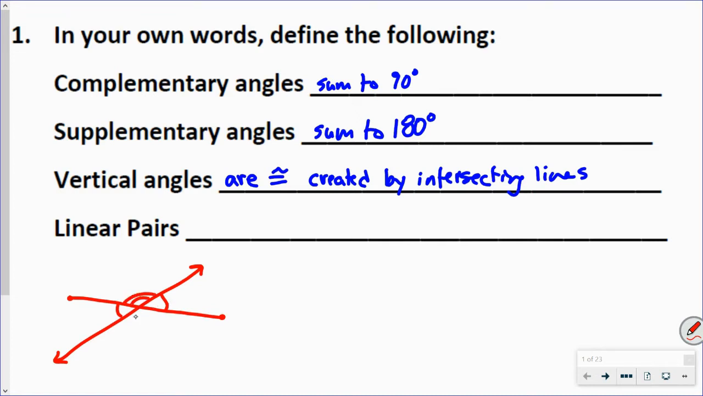And here, above and below, those are vertical angles that are congruent. So you have two pairs of congruent angles there.